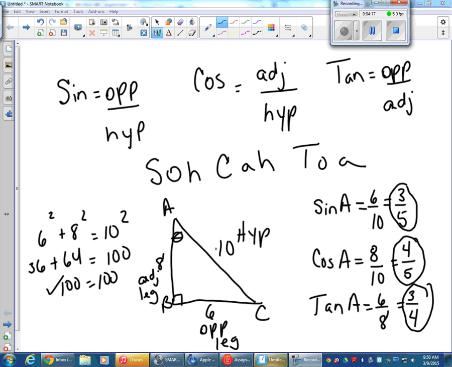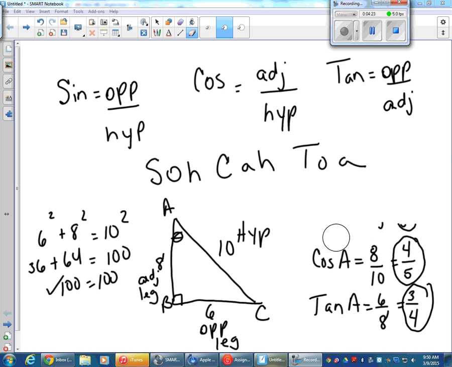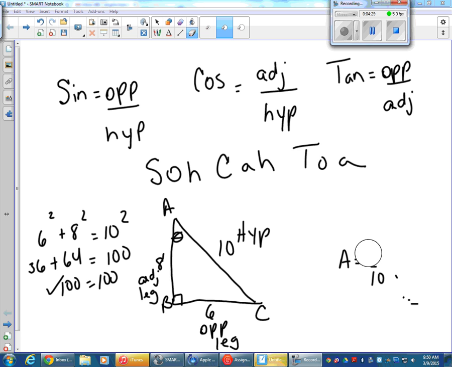What if I were talking about angle C? Let me do a little bit of erasing here. I can not mess too much up. If I'm talking about angle C, I'm going to keep the same side lengths, the 6 and the 8 and the 10. But it's going to change which side is which. The hypotenuse is not going to change. It's still going to be there. But instead of this side being the opposite and this side being the adjacent, it's going to flip.